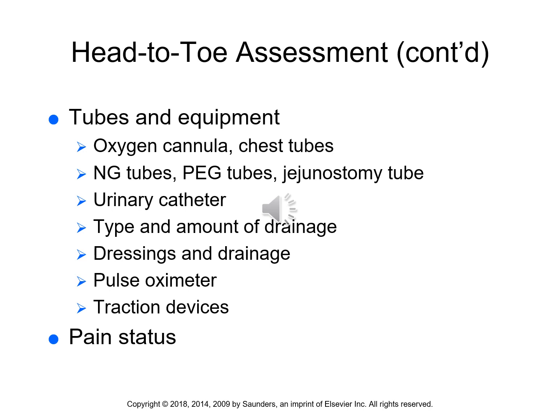Check the marking on the NG tubes. Is it pulled out more, indicating we might need an x-ray to make sure it's still in place? If the NG tube is connected to suction, then what's the amount of suctioning coming out? What's the color of the suctioning coming out? Do they have a peg tube in place? Is there any drainage?